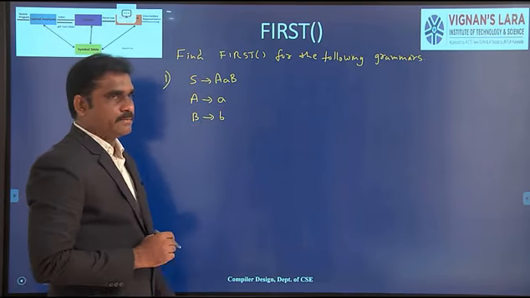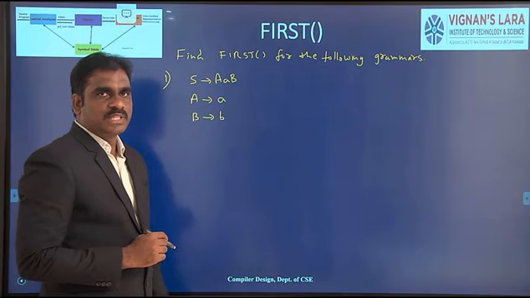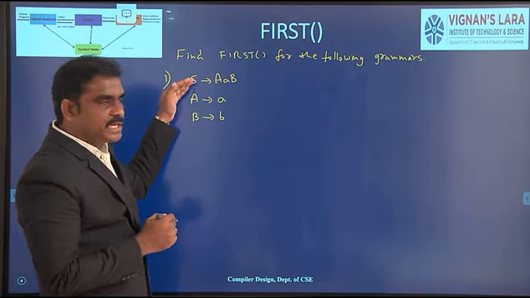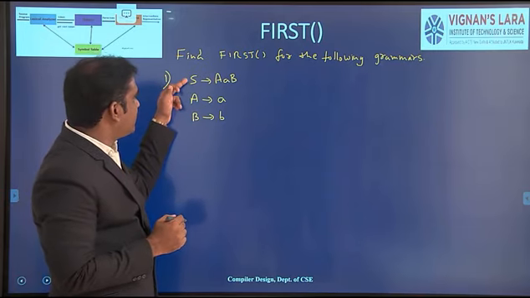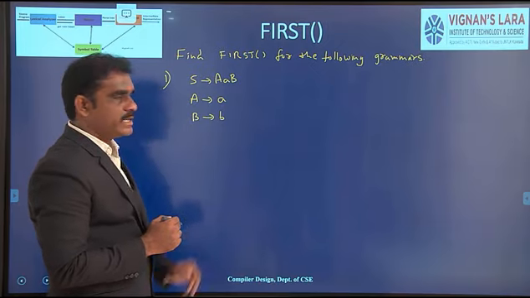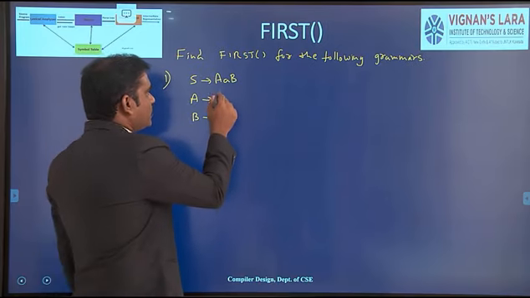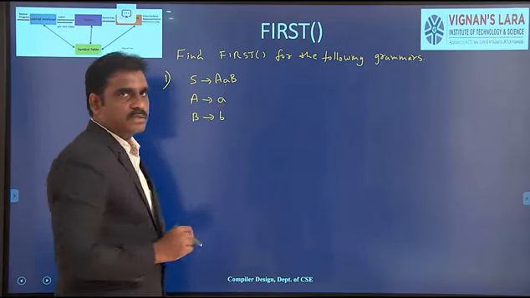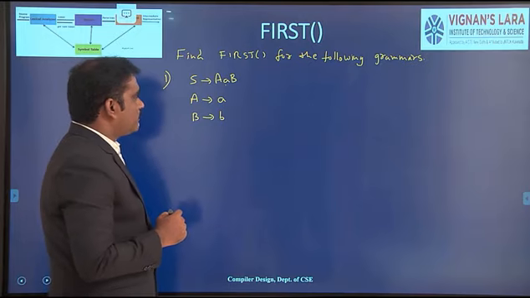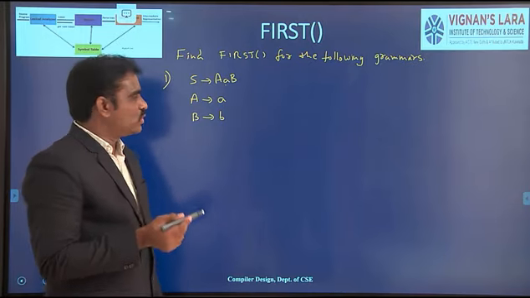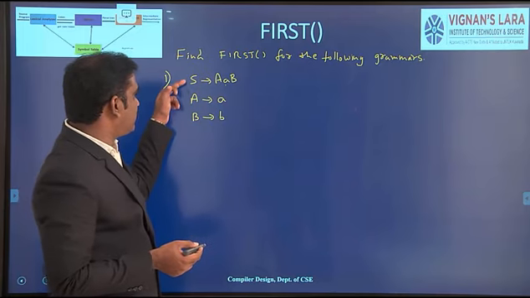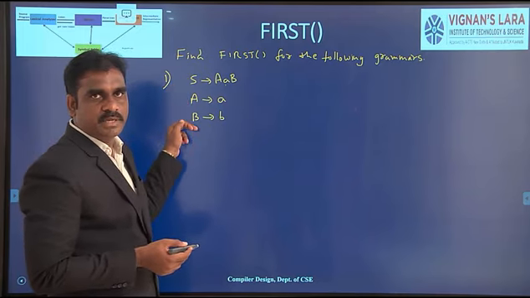So all of you know that the given grammar contains a total of 3 variables. One is S, second one is A, and third one is B. And 2 terminal symbols, one is a and another one is b. So first, all of you define the tuples G equal to (V, T, P, S). V means set of variables, total 3 variables: S, A, B.